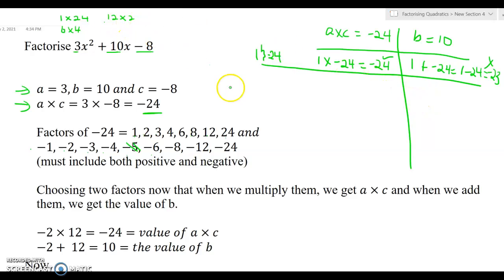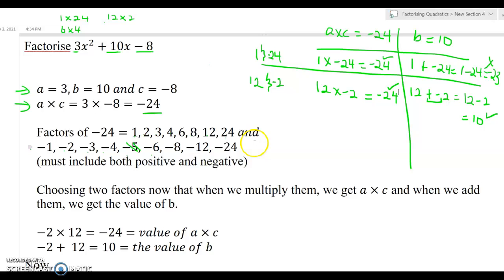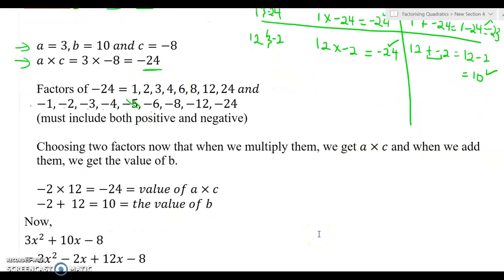Let's try 12 and 2. Again, one number needs to be negative, so let's try 12 and negative 2. 12 times negative 2 will give me negative 24. And then 12 plus negative 2, a plus and a minus is a minus, so we get 12 minus 2, which gives me 10. So you see it works out nicely right away. We have minus 24 when we multiply the two numbers, and when we add the two numbers, we get 10. So we are going to use minus 2 and 12.